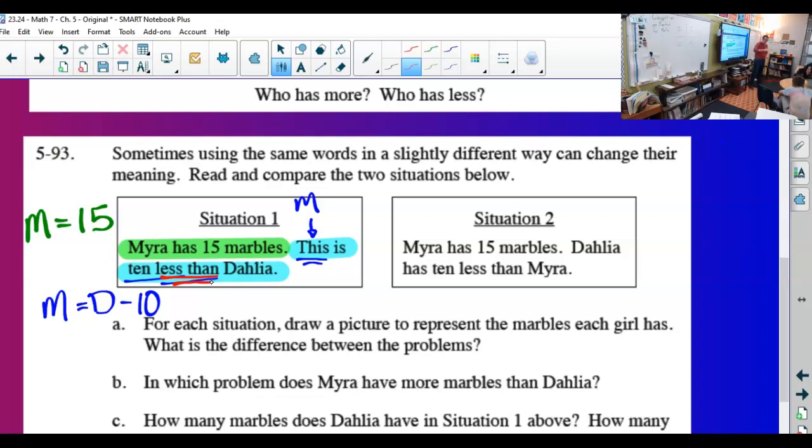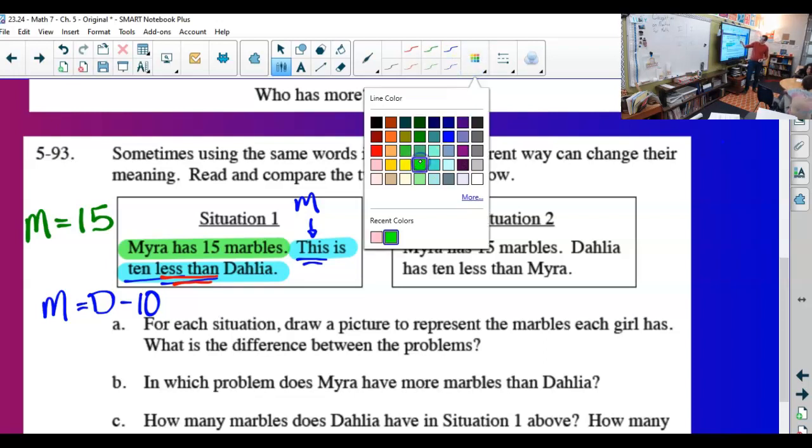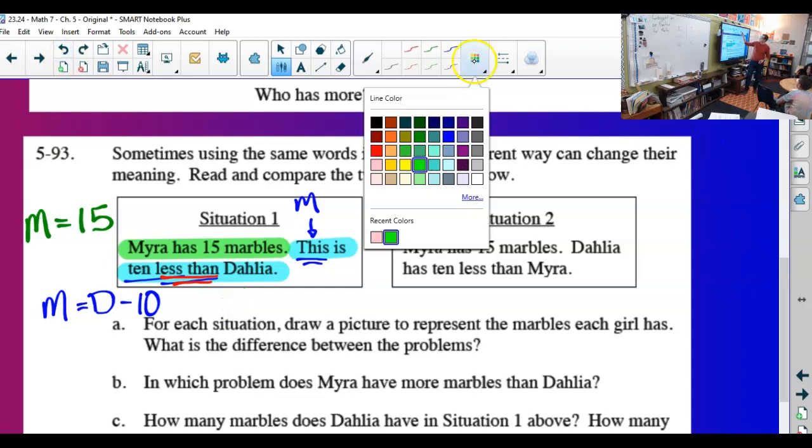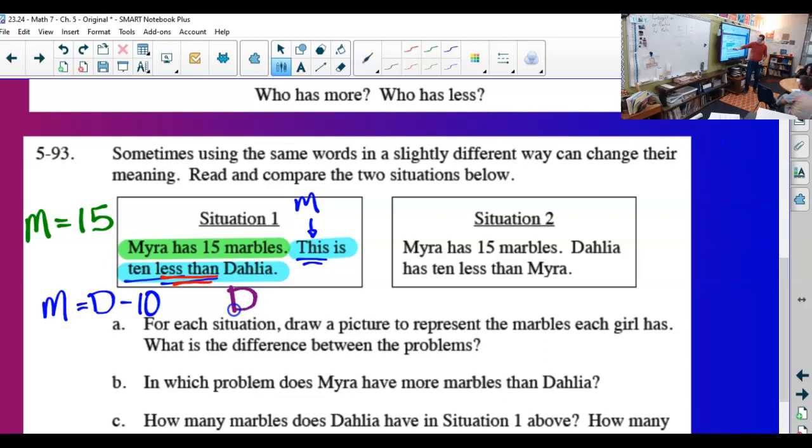Ezekiel? I have a question. I wrote D equals M plus 10. So if we think about how many marbles Dahlia has: Myra has 15 marbles. This is 10 less than Dahlia. So if Myra has less than Dahlia, Dahlia has more than Myra. So D equals M plus 10.